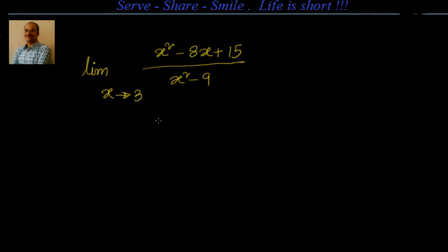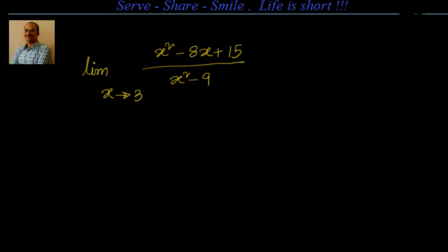In this session, let's look at how to find out the limits using factorization. That means we look at the limits. If we substitute the value x equal to a, we see that they are in the form of 0 by 0. So we want to factorize and try to remove those terms which are making the function to be 0. So that's nothing but the factorization method.